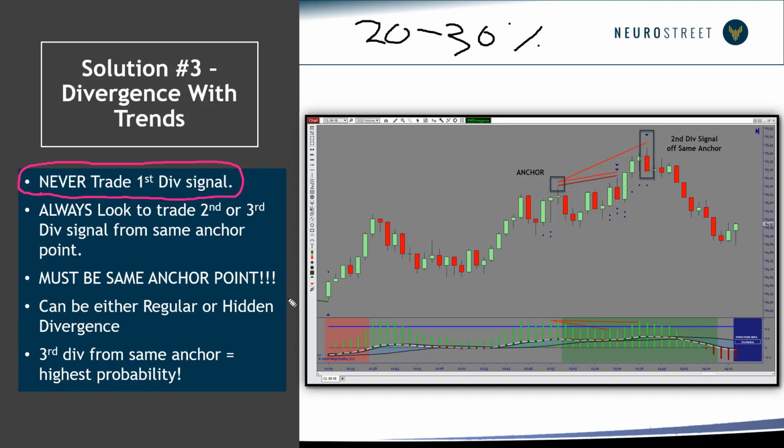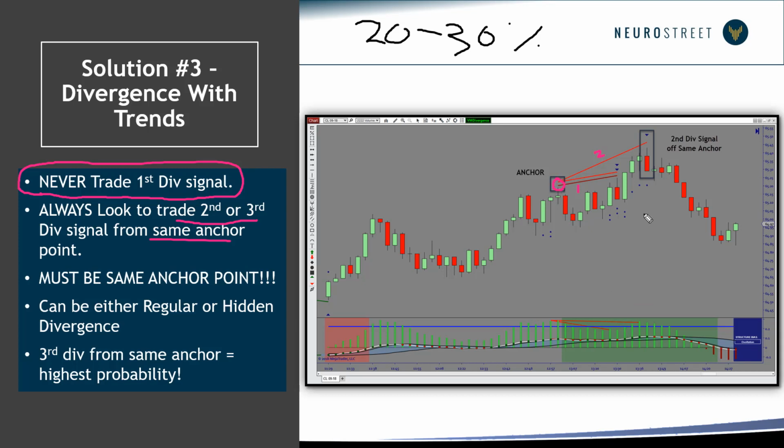Rule number one. Rule number two is we always look to trade the second or third signal off of the same anchor point. So I'll give you an example. Do you notice how there's one line here and two lines here? They're both connected to this anchor point right here.